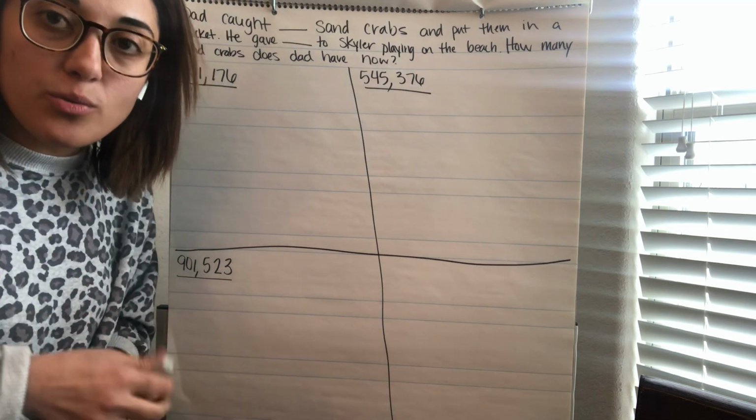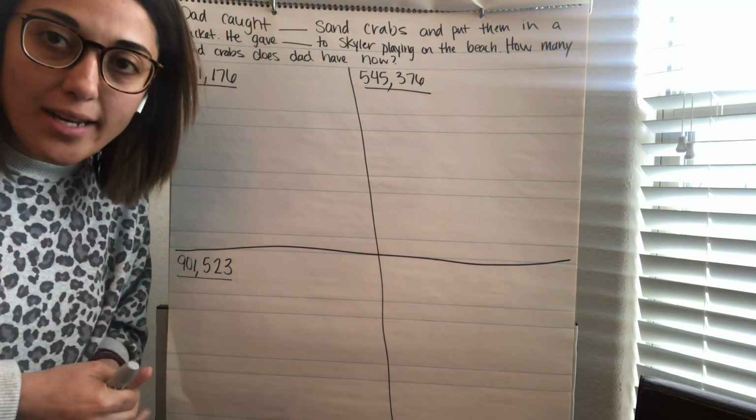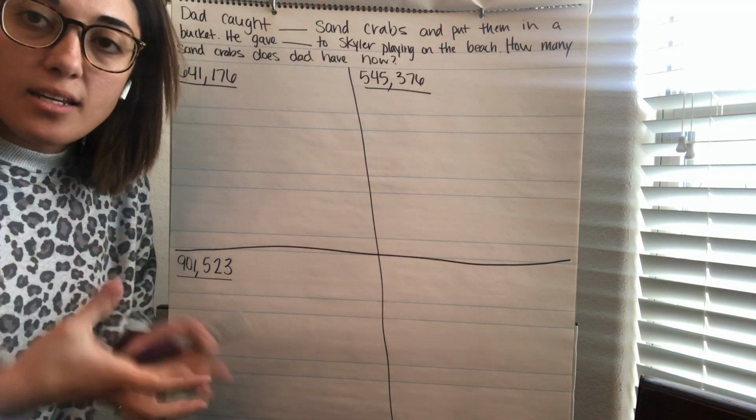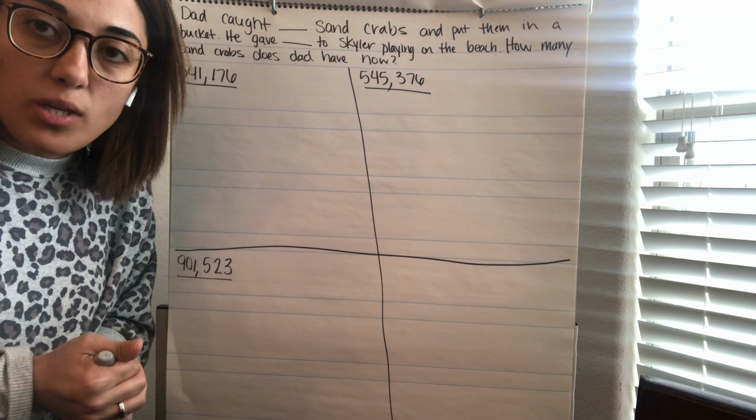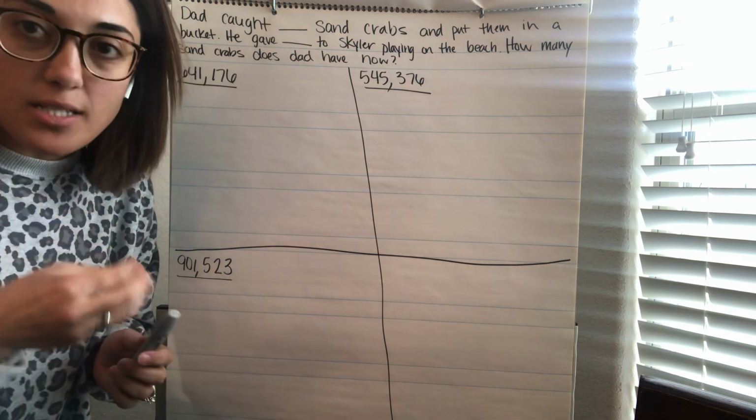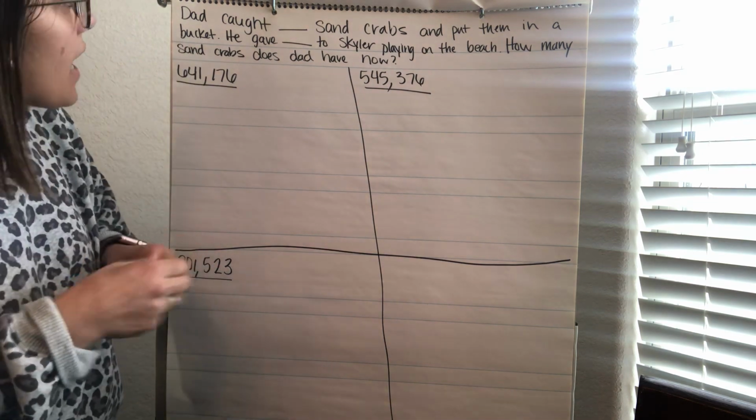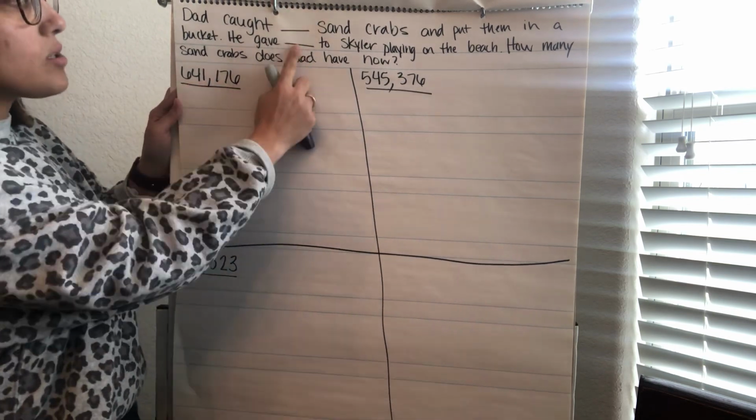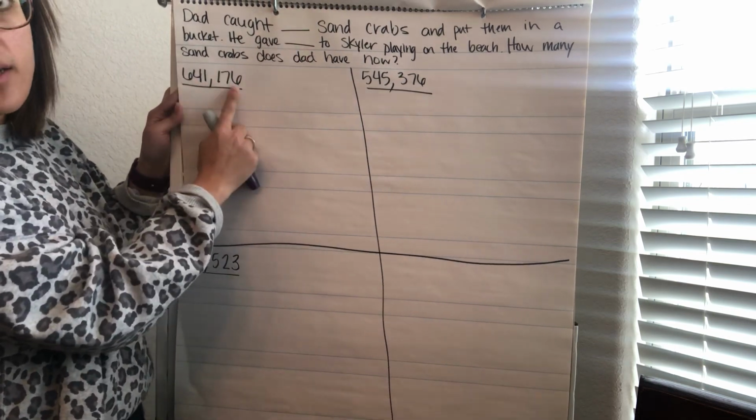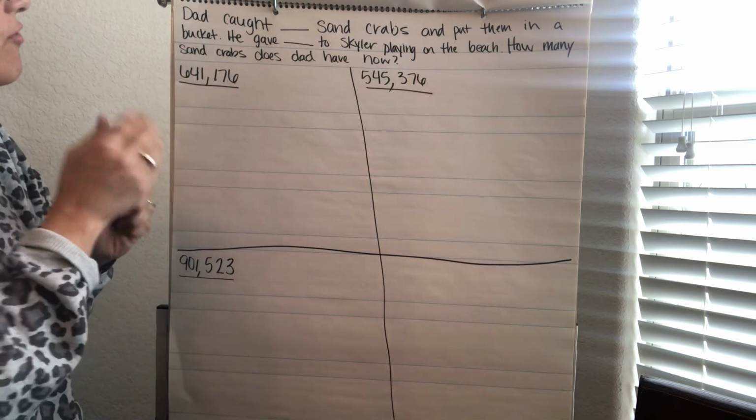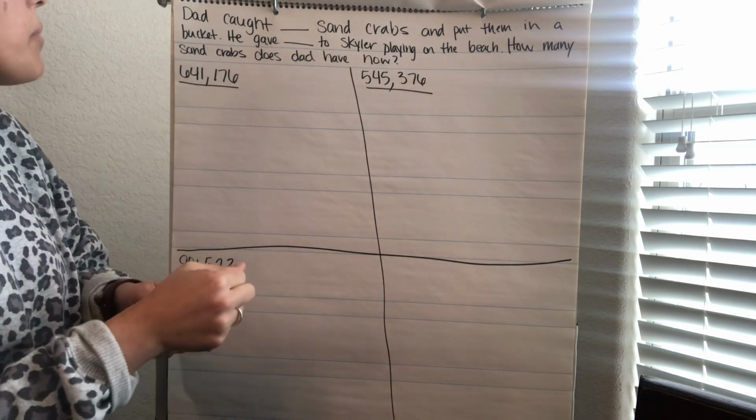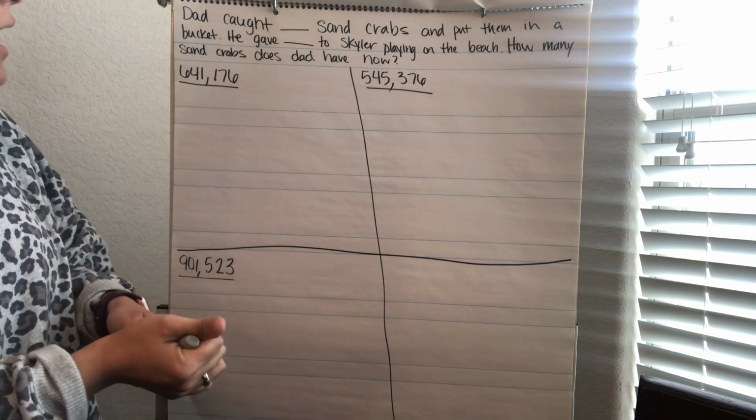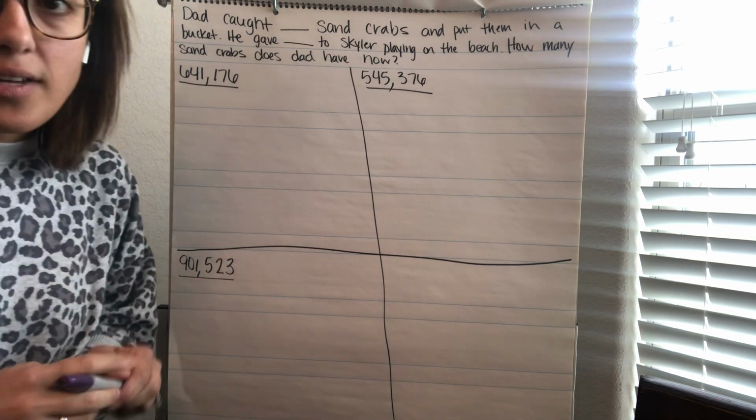Okay, so I'm going to show you a couple different strategies that you may see, and then we'll go from there. And if you need to ask any other questions, just message me. So the story was Dad caught, and you just replace these numbers into the blank. So here's the first number and then here's the second number. So Dad caught 641 sand crabs and put them in a bucket. He gave 176 to Skylar playing on the beach. How many sand crabs does Dad have now?